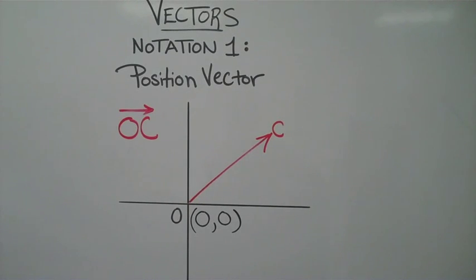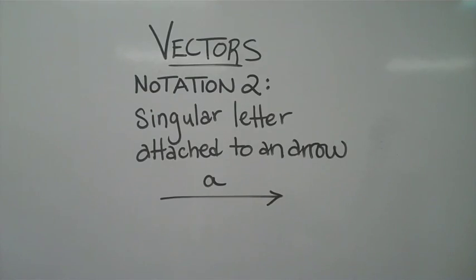An important concept is the concept of the position vector. A position vector says we're taking a vector OC where O is on the origin 0, 0. So a position vector OC starts at 0, 0 with its tail and its head is at C at some point x, y. Our second notation for a vector is a single letter with an arrow over it. A small letter a would designate this as vector a.